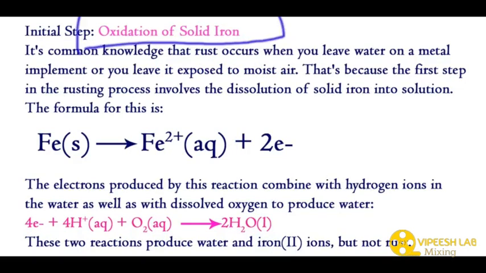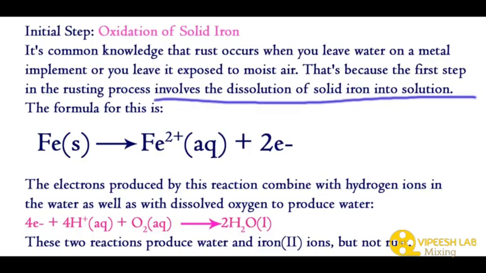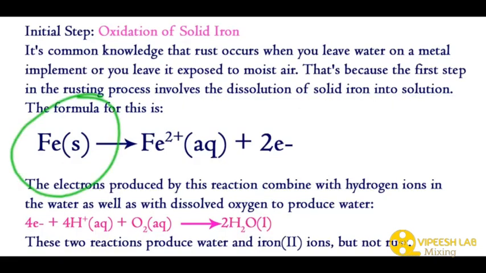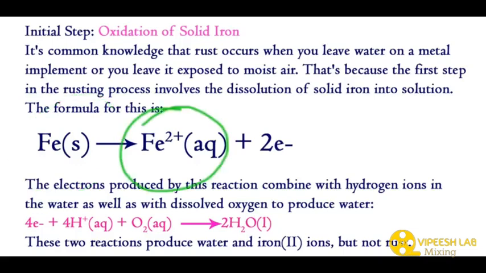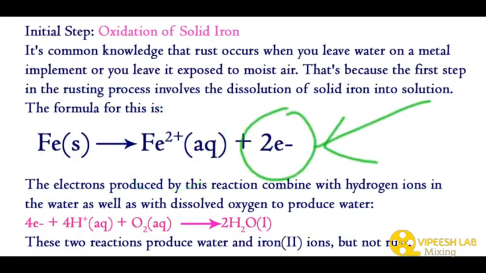It's the first step. It is common knowledge that rust occurs when you leave water on a metal implement or you leave it exposed to moist air. That is because the first step in the rusting process involves the dissolution of solid iron into solution. The formula for this is: iron in the solid form will be converted into the aqueous form of iron in the solution. Along with that, 2 electrons are also generated.